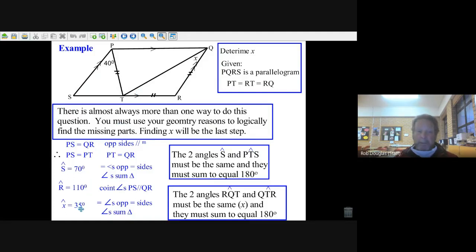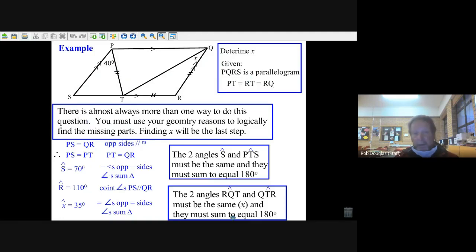The reason we know it's 35 degrees is because of equal angles opposite equal sides, and the angles in the triangle have to sum, and we know that's 110. So you subtract it from 180, cut it in half, and you get your final answer.